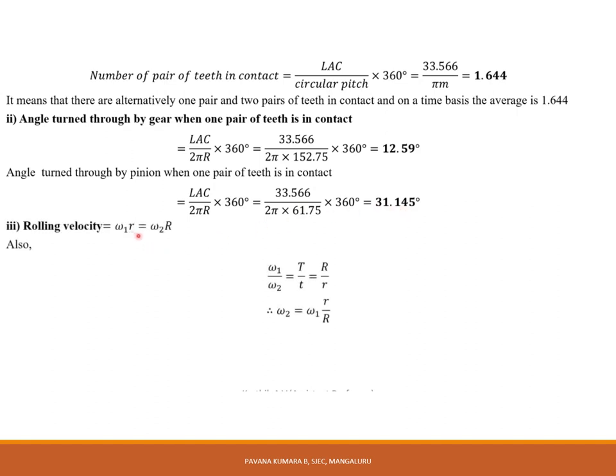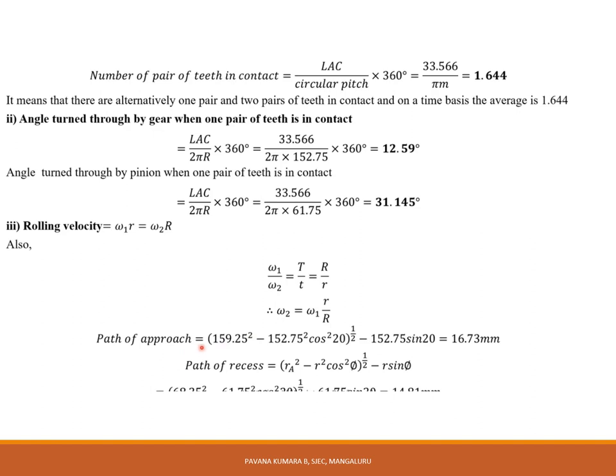Then rolling velocity, I already told, so rolling velocity is nothing but you should use this expression, omega 1 into r is equal to omega 2 capital R. So from that expression you can determine that omega 2 is equal to omega 1 into small r divided by capital R.